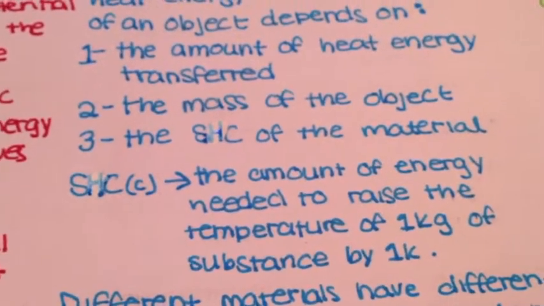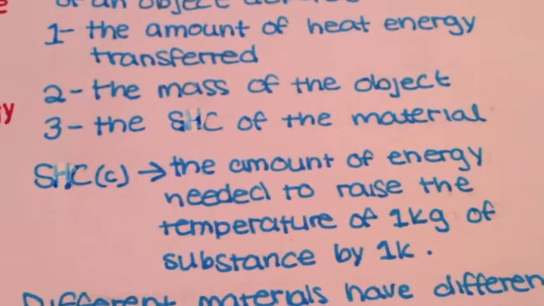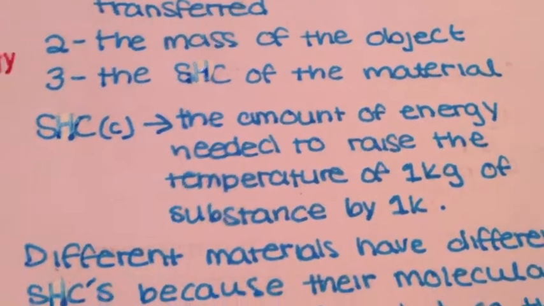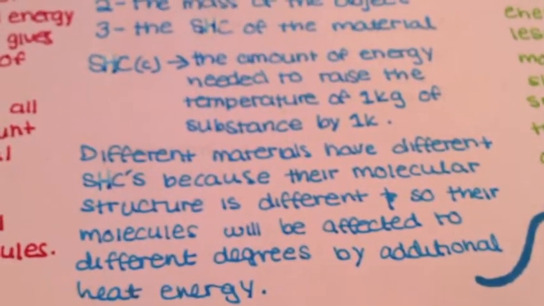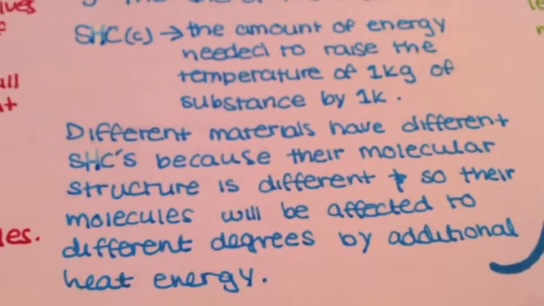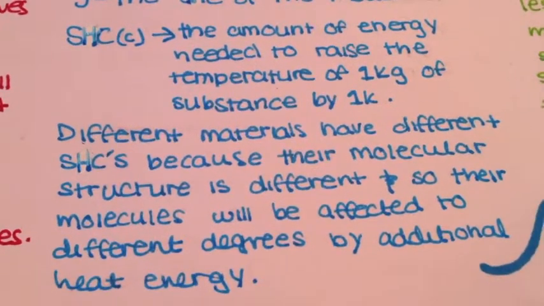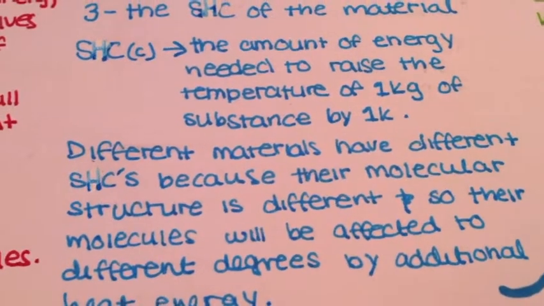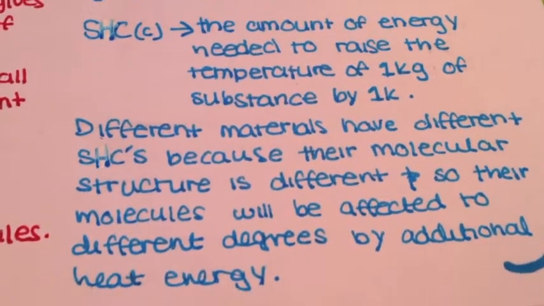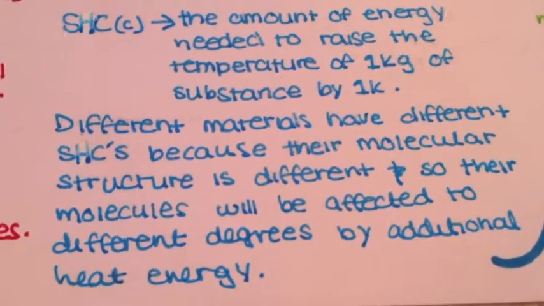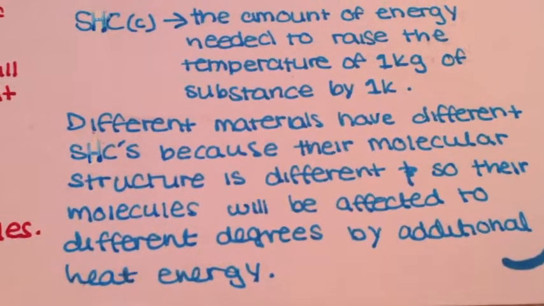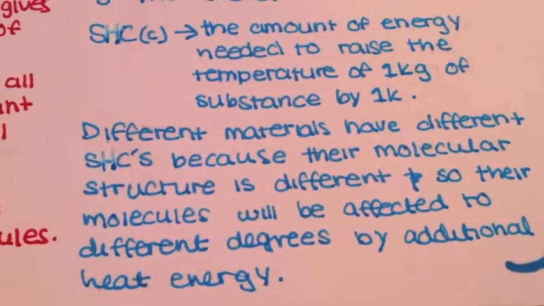Specific heat capacity is the amount of energy needed to raise the temperature of 1 kilogram of substance by 1 Kelvin. Different materials have different specific heat capacities because their molecular structure is different, and so their molecules will be affected to different degrees by additional heat energy, which explains why transferring the same amount of heat energy to two different materials might result in different temperature rises.